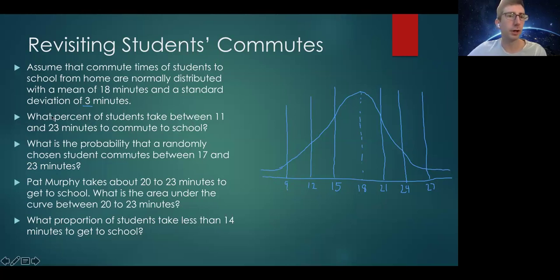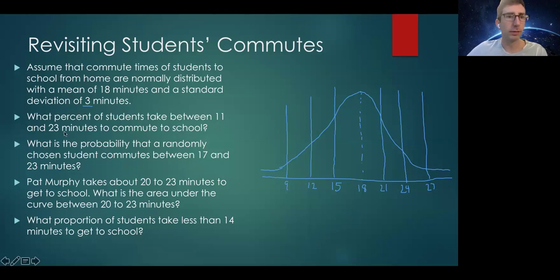So our first question asks, what percent of students take between 11 and 23 minutes to commute to school? I find drawing these pictures can really help understand what the question is asking for specifically.